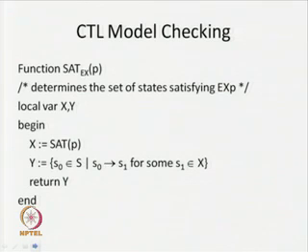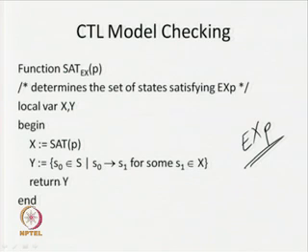So, the first operator we are talking about is EX P, that means there exists a path where in the next state P is true. This is the simple procedure. First we are going to take all the states where P is true. So, satisfactorily P is going to return me all the states where P is true. We are going to collect those states in such a way that from those states we have a transition to S1, such that S1 belongs to this particular set X. So, this is basically the evaluation of EX.